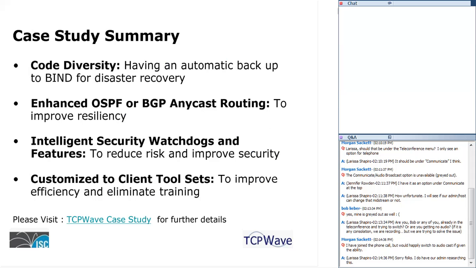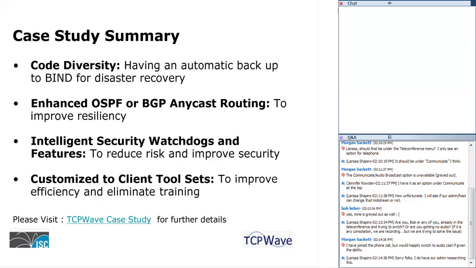Case study summary. For all medium and large businesses, we recommend code diversity. By having two flavors of DNS coupled with watchdogs, you can have backup DNS kick in automatically if there is ever a problem with BIND. Now, most of our customers prefer BIND, and BIND works great, but nothing is 100%. So this way you can back up with one of the lesser-known DNS providers, and there are a few of them out there, but you can choose one of those to be the backup DNS provider.